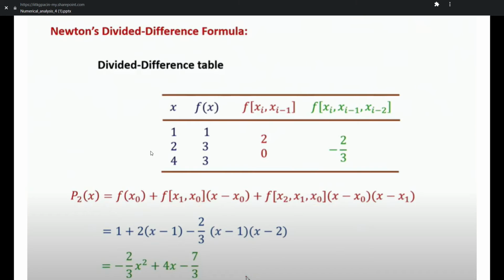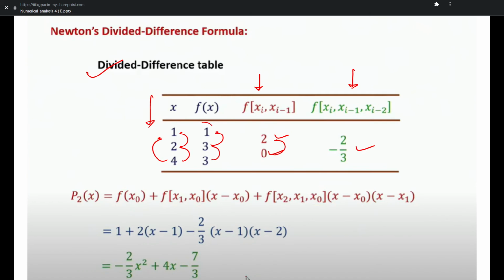Now the exact same problem is being done with the divided difference table. This is our divided difference table, and we have to calculate the first divided difference and then the second divided difference. It's very easy to calculate in tabular form. For the first divided difference, all we have to do is subtract 3 minus 1 and then divide by 2 minus 1 to get 2. Then 3 minus 3 is equal to 0, divided by 4 minus 2 is equal to 0. And to get the second divided difference, all we have to do is subtract 0 minus 2, divided by 4 minus 1, 3. So minus 2 by 3.